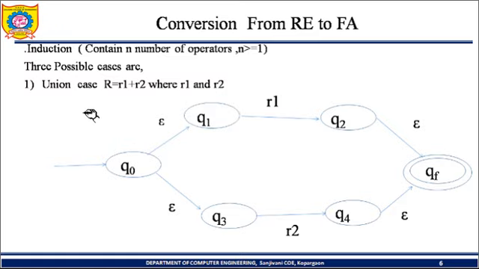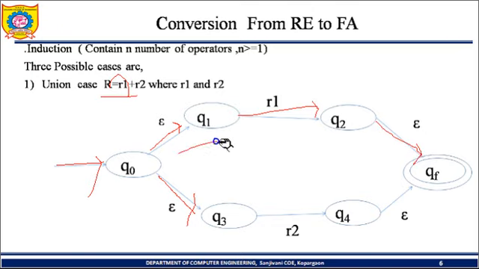Firstly we will see the union rule. In case of union, if R is equal to R1 plus R2, where R1 is one regular expression and R2 is another, and we take their union, then how do we draw its equivalent epsilon-NFA? Q0 is the initial state. After accepting epsilon it will be in Q1, as well as in Q3. So R1 is one path and R2 is another path. Q0 after accepting epsilon goes to Q1, after accepting R1 it goes to Q2, and after accepting epsilon it goes to the final state QF.